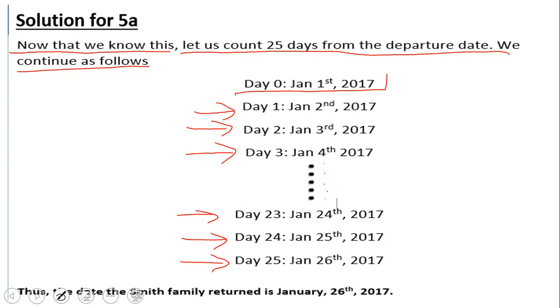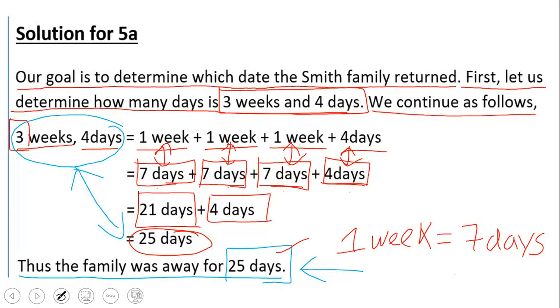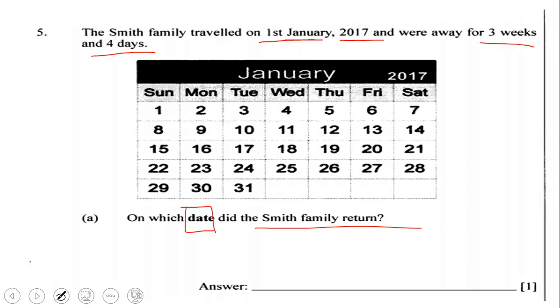Thus, the date the family returned is January 26, 2017. And that's the answer. Let's write that. The date the family returned is January 26, 2017. And we are done.